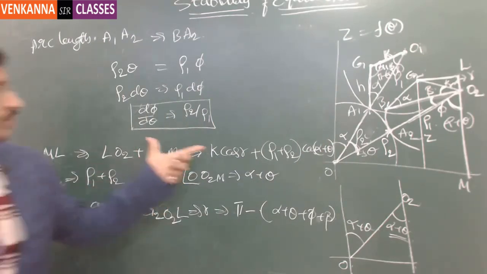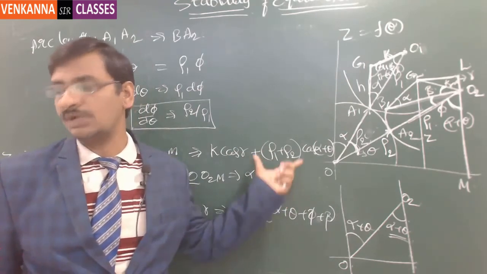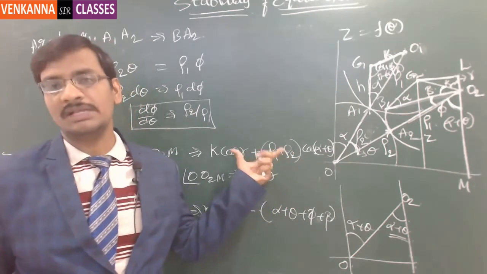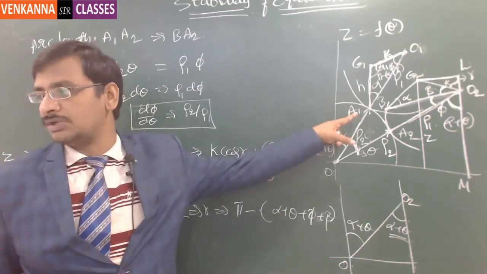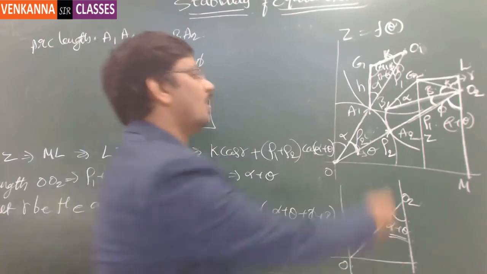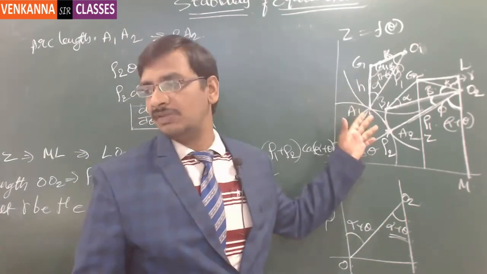Now actually we have to find out dz by d theta and d square z by d theta square, and then try to identify whether the second derivative is coming out to be positive or not at this location. That is the initial location. So initially the body is at this location and we assume this is under the stable equilibrium condition.